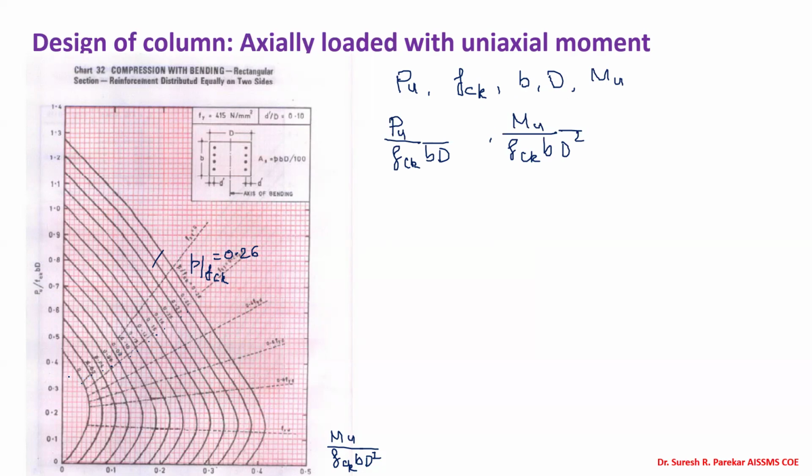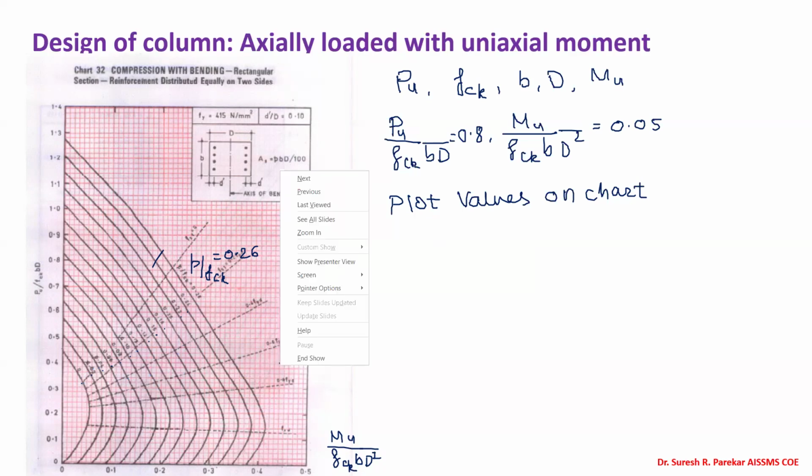Knowing these two values, we have to plot these values on the chart. We have taken a problem in the class, just go through it. Suppose we have Pu upon fck bD is 0.8, and Mu upon fck bD^2 is 0.05. Then how will we go about this? I will show you here.